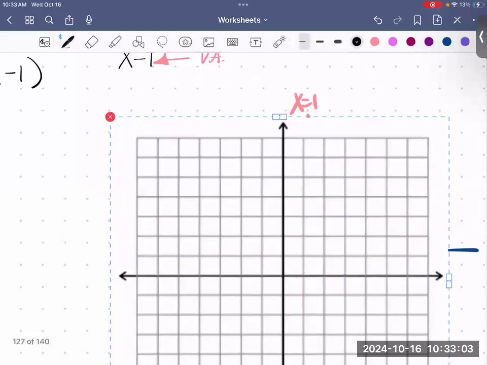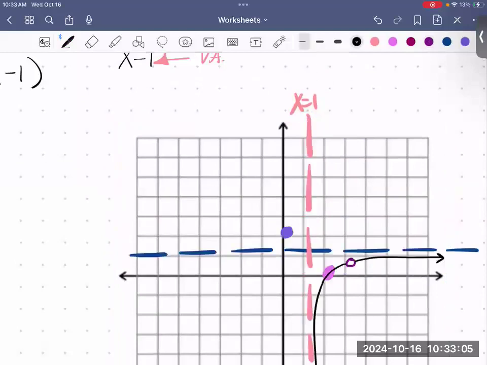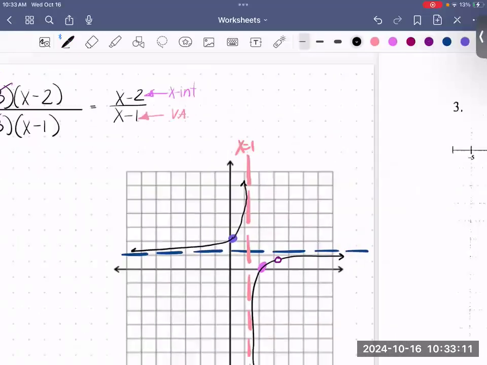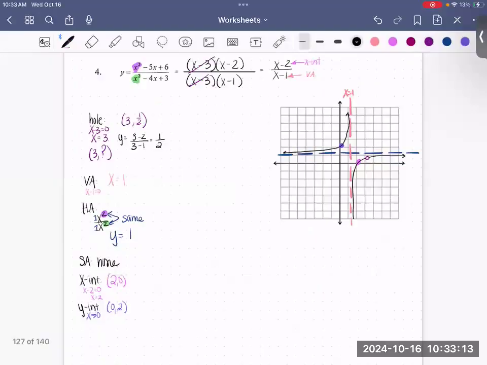When it gets to the hole, we're just going to jump right over. And again, then we'll reach up and down. There you go. So that is the graph of this particular case.